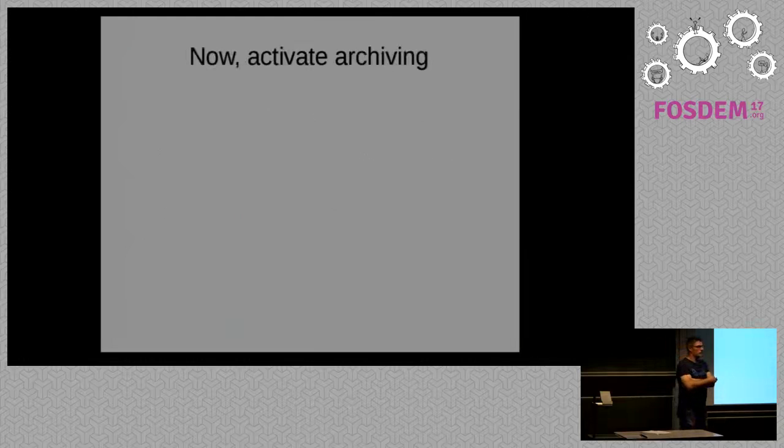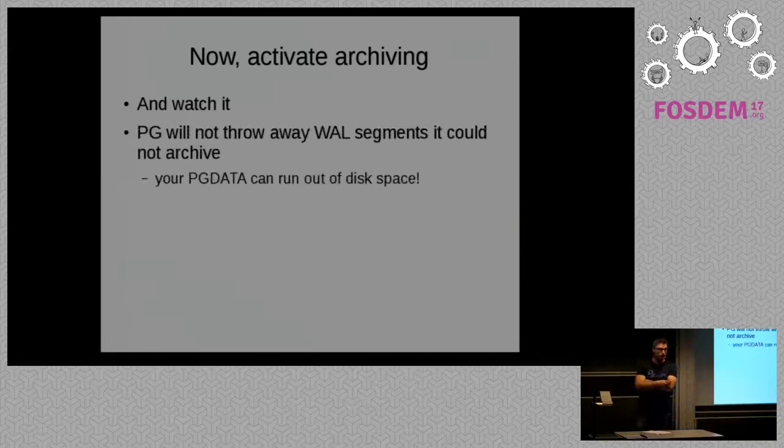Now go and activate your archiving. Activate your Barman, cron job, whatever. No. Remove the exit 0 and watch it. Make sure that you really write your WAL segments to the archive. pg_switch_xlog is a function that you can call, and it will start a new WAL segment and archive the old one. Right? So you can check if it works.